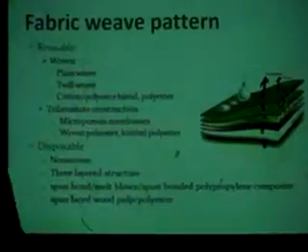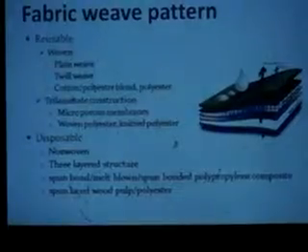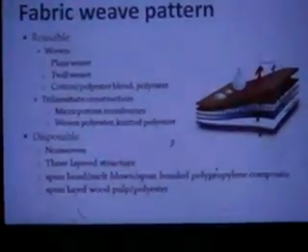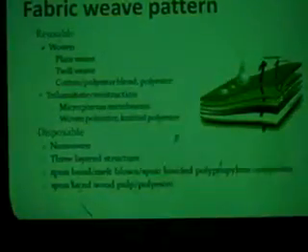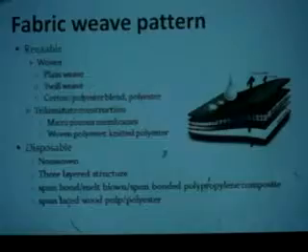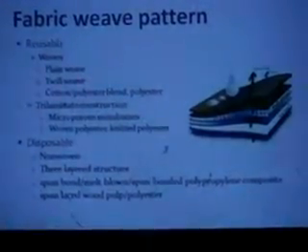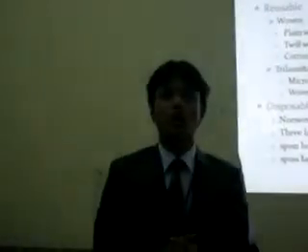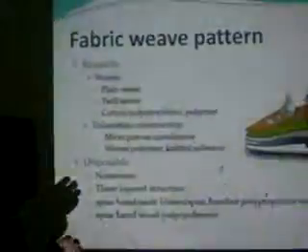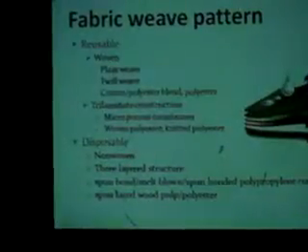Now we will consider the fabric weave pattern. There are three basic methods of fabric construction, which are woven, knit, and non-woven. Reusable gowns are reprocessed, that is laundered and sterilized after reuse. Common fabrics typically used in reusable gowns have a woven or tri-laminate construction.